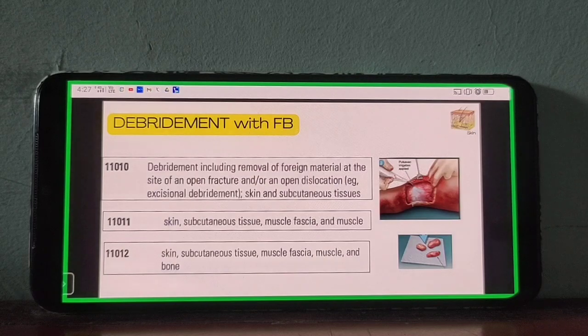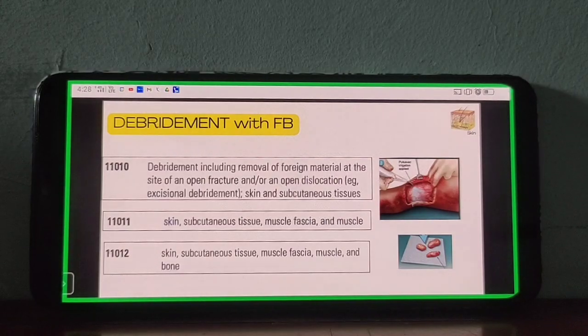Fracture and dislocation. Skin and subcutaneous means the depth is subcutaneous. See that at the end of the code description, they mention skin and subcutaneous. That means the depth is subcutaneous. Go for 11010. Muscle, that means skin, subcutaneous, muscle, fascia and muscle. So for muscle 11, for bone 12.